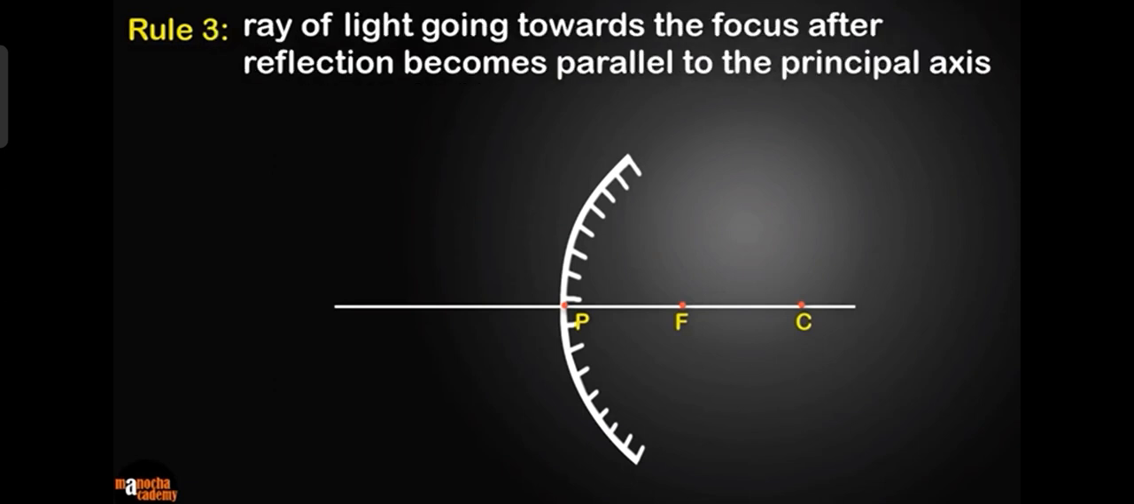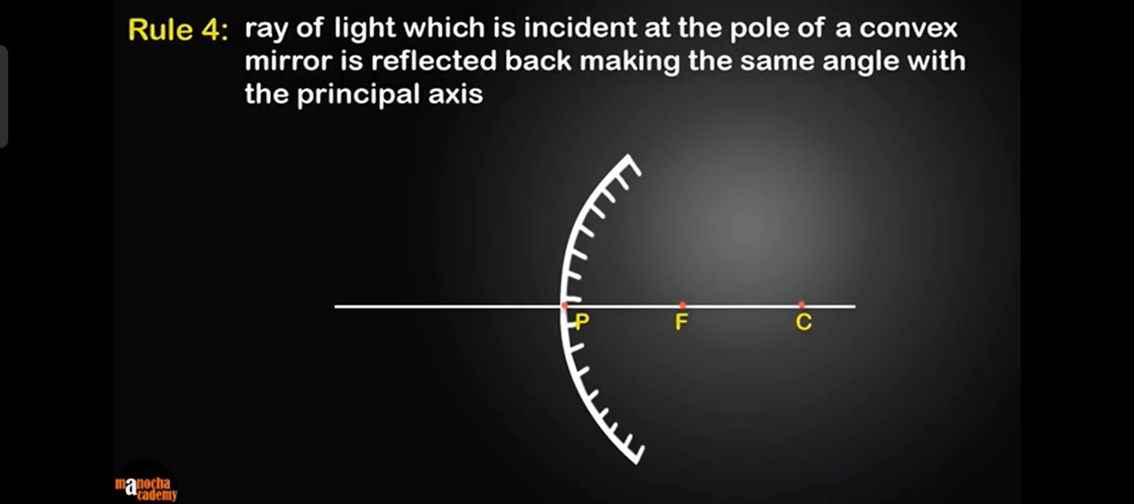Rule 3. A ray of light going towards the focus after reflection becomes parallel to the principal axis. Can you see that Rule 3 is exactly opposite of Rule 1? It's due to reversibility of light. Rule 4. A ray of light which is incident at the pole of a convex mirror is reflected back, making the same angle with the principal axis. Here the angle of incidence is equal to the angle of reflection.